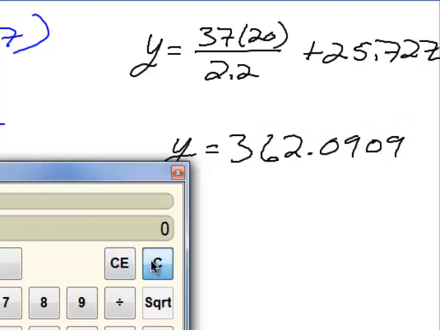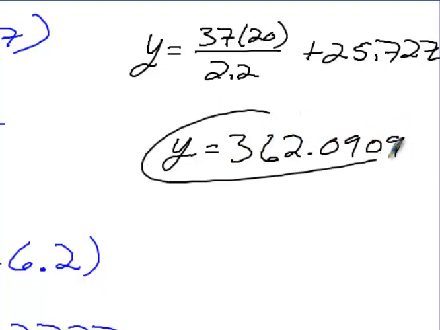So you get 362.0909. So anything around that, basically between 355 and around 370. Okay? You should be good. So again, don't worry about getting exactly what the book says. Just make sure you're close, within probably 5 to 10 units in either direction.